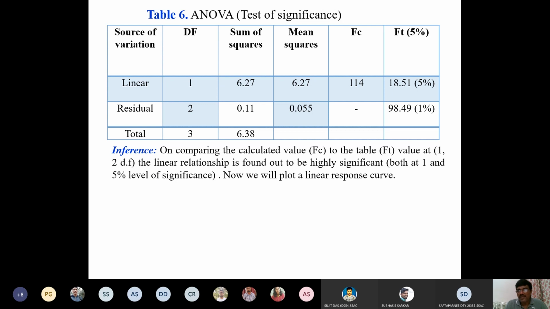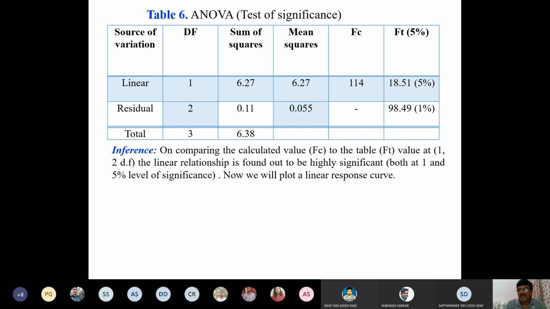Sum of square, you have seen in the last slide how the sum of square due to regression and residual were computed. And also you can see total sum of square, which is 6.38. And mean square is by dividing by degree of freedom. F calculated is 6.27 divided by 0.055, it is 114. Then F table is 18.51 at 5% level and 98.49 at 1% level.